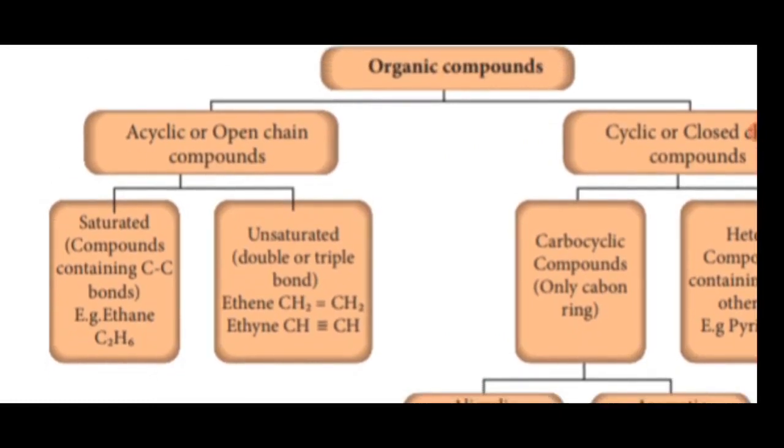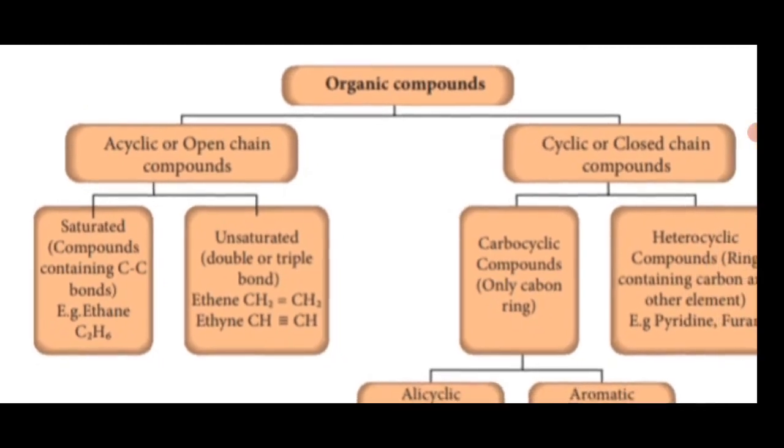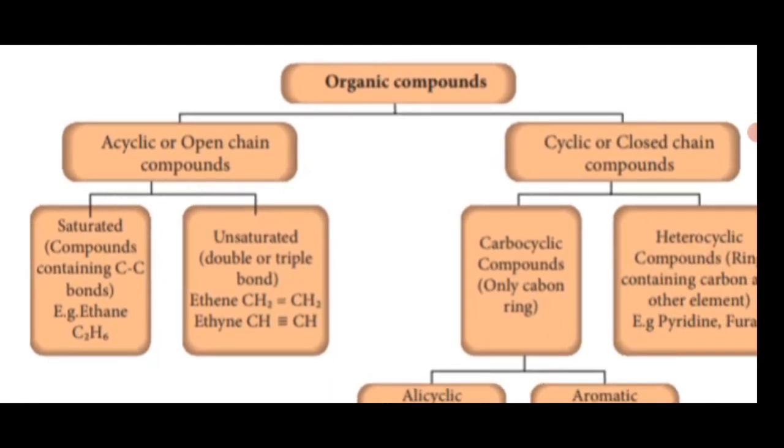What is a saturated compound? Compounds containing carbon-carbon single bond. Example: ethane. What is the formula of ethane? C2H6. Unsaturated compound contains double or triple bond. Example: ethene, CH2=CH2. Another example: ethyne, formula CH≡CH.